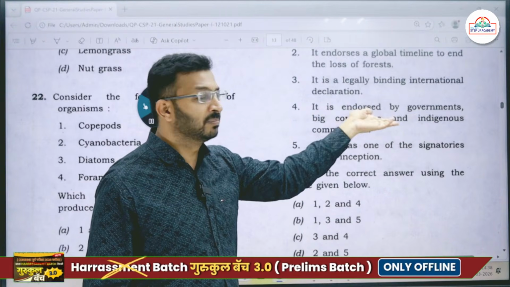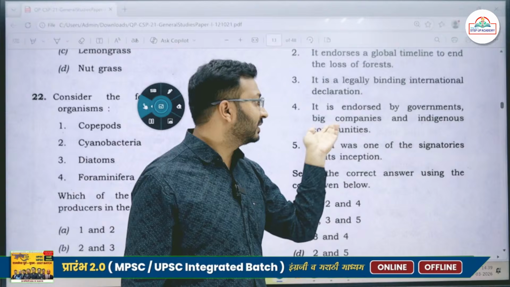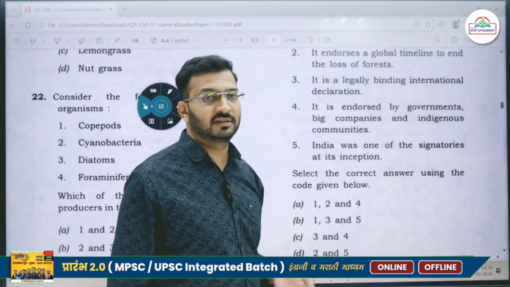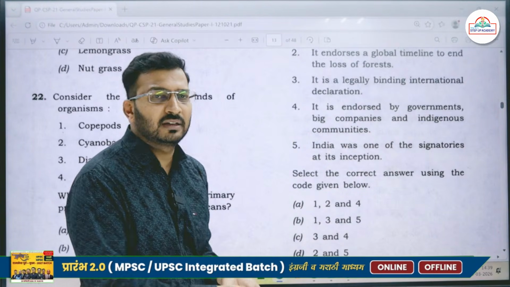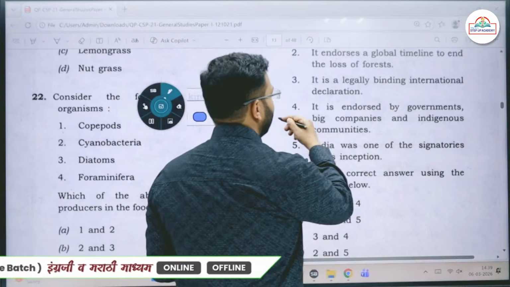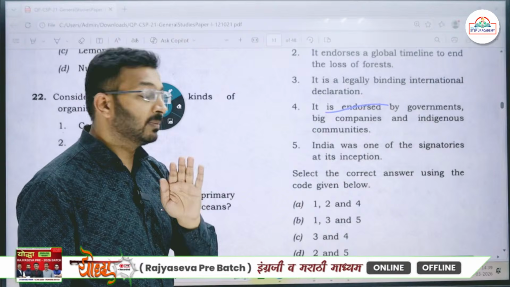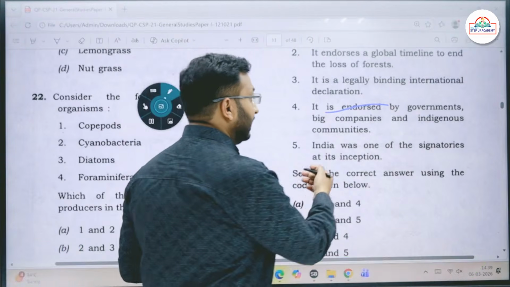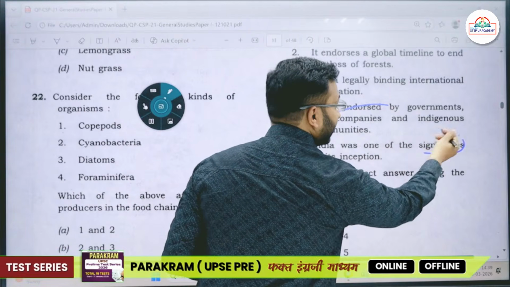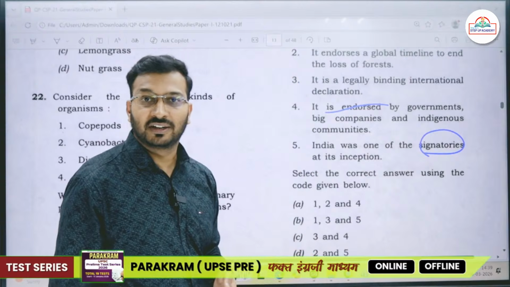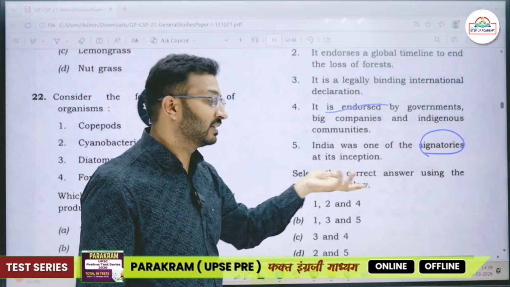Again, I find the same pattern. It is endorsed by the government, big companies and indigenous communities. It only says endorsed, not signed, not ratified. Everyone endorsed it. Read the statement, read the words very carefully. India is one of the signatories. Now, again, I get the word signatory. Is it a convention? No, it is simply a declaration.